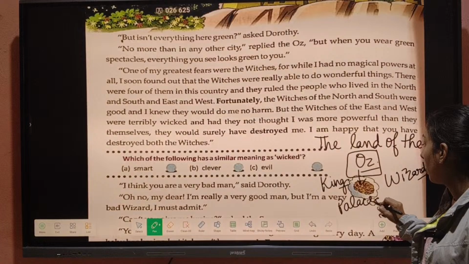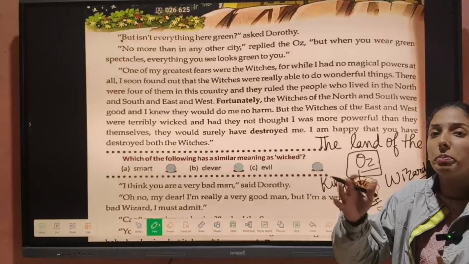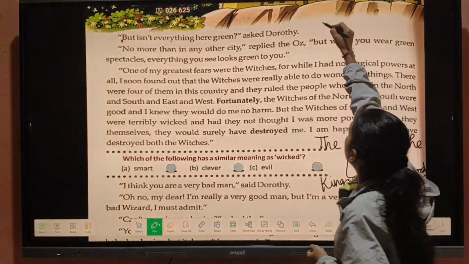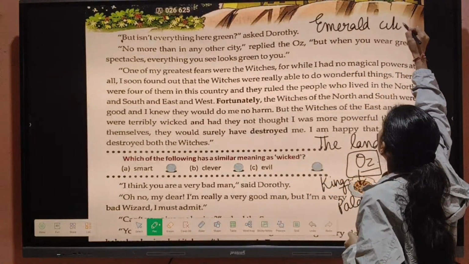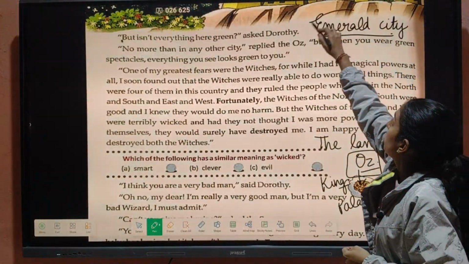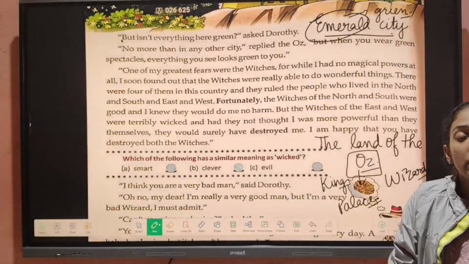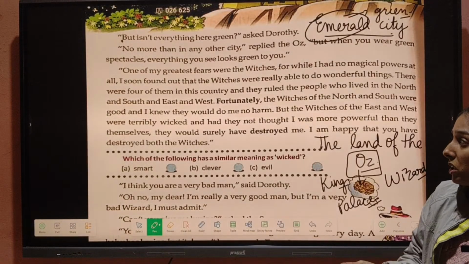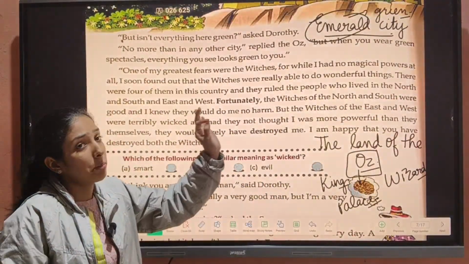So he suggested to make a palace for him. Palace, house of a king, home of a king or a queen is called palace. So he said that you people are very good, make a palace for me. He named that city Emerald City. Emerald is a beautiful gemstone of green in color. So his city was looking green because lots of trees were there, lots of bushes were there. So he named the city Emerald City.